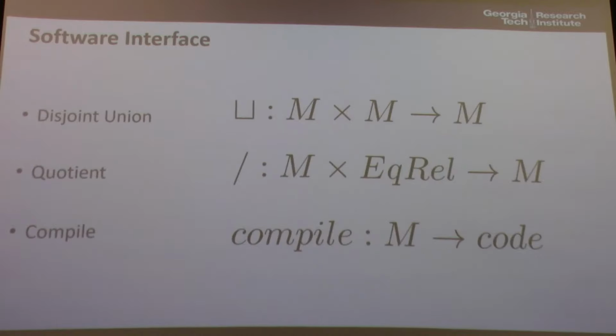Cool. So in order to use this, you have to implement your models as some type in Julia that supports the following operations. Disjoint union, square cup, which takes two models and gives you a model. Quotient, which takes a model and an equivalence relation and gives you a new model. And it does this variable sharing part. So you give it a model, and you say, what variables in this model should be fused into one variable? That's the equivalence relation.